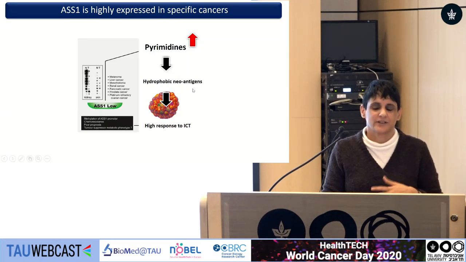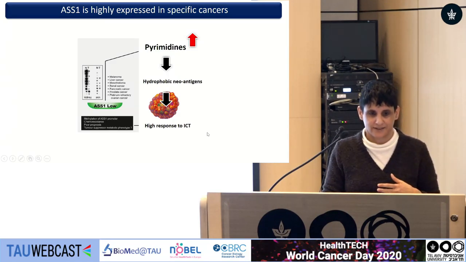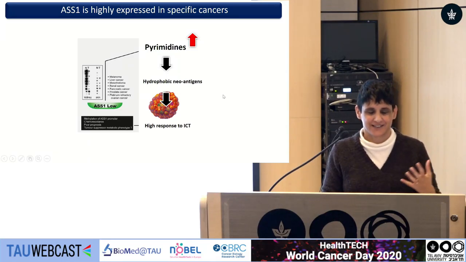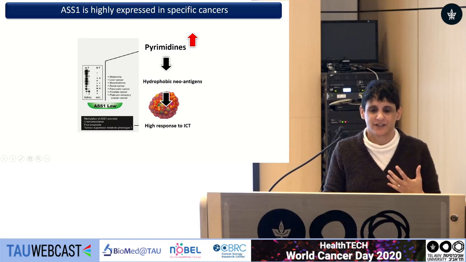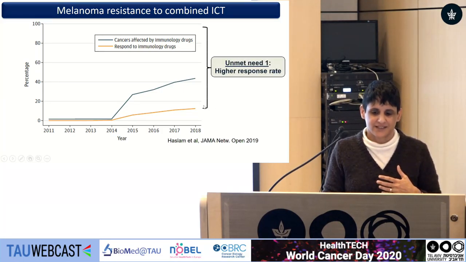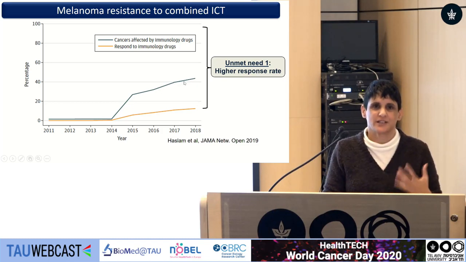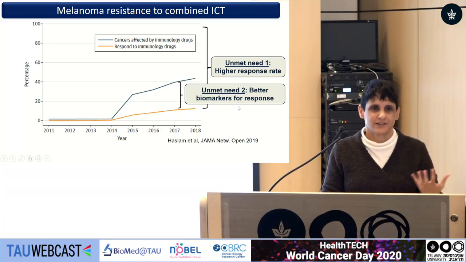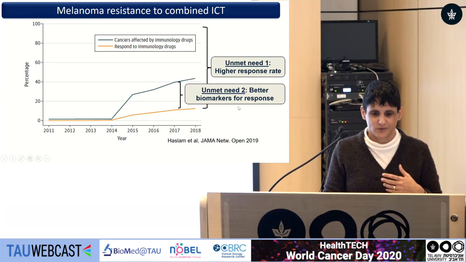So I told you about high pyrimidines generating hydrophobic peptides, improving response to ICT. And there are also cancers that have high ASS1 levels, which I'm not going to discuss, but these have high purine levels. And as you've heard before, we currently have challenges with ICT therapy. First, even of those 40% that qualify for therapy, only about 20% of the whole population treated respond. And so we have two unmet needs. One is to improve the response rate, and the second is to identify biomarkers for the response.